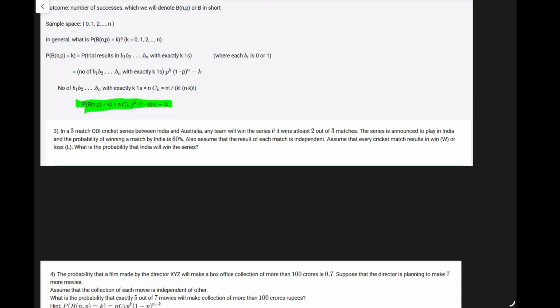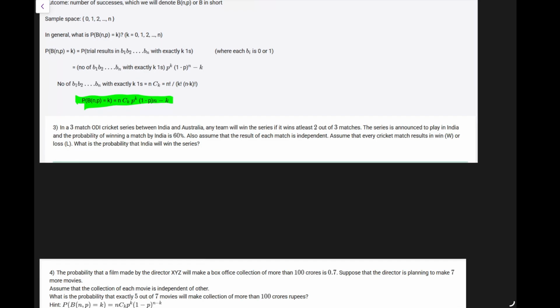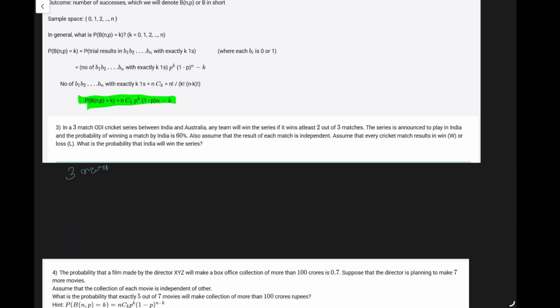This is slightly different from what we have studied before. Okay, let me just start. India plays three matches, nothing new here. Each match is a win or loss. India wins a single match with probability 0.6, and losing is 0.4, and the matches are independent.